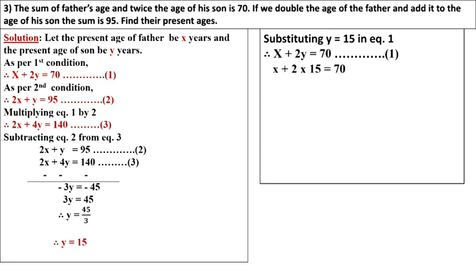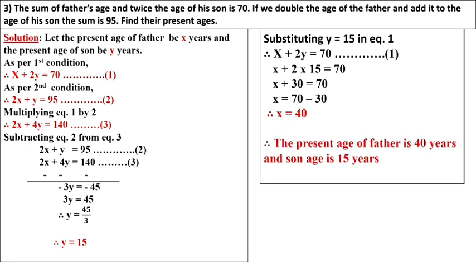x plus 2 times 15, because in place of y we are taking 15, equal to 70. 2 times 15 is 30, so x plus 30 equals 70. 30 will go to the right side and become minus 30. Therefore, x equals 70 minus 30, we get 40. Student, we assumed x for father and y for son. Therefore, the present age of father is 40 years and the son's age is 15 years.